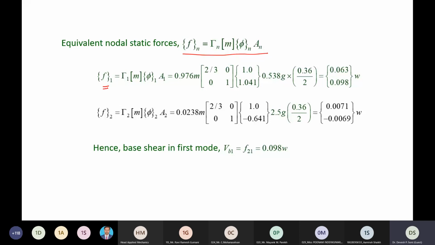Looking at these values, we can see that this 0.098 becomes the base shear in the first mode, and 0.0069 becomes the base shear in the second mode, that is VB1 and VB2. So the base shear in the first mode VB1 is 0.098 W, and in the second mode it is 0.0069 W. We can see a significant amount of base shear in the first mode, and very small base shear in the second mode. That again shows the dominance of the first mode. So the first mode is dominating so far as base shear, isolator displacement, nodal forces, etc. are concerned.